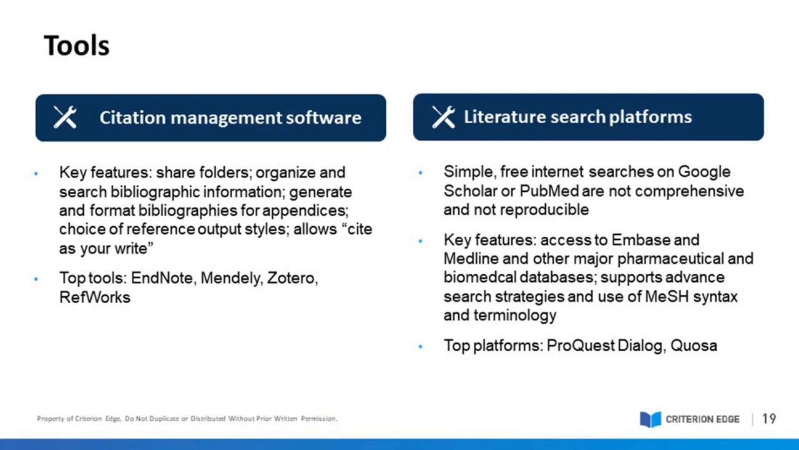Literature search platforms such as ProQuest Dialog or Quosa fill a critical gap in providing the user access to dozens of major literature databases. For example, as I've mentioned before, Medline and Embase, but as well many other databases that provide access to very specialized or hard to find information.